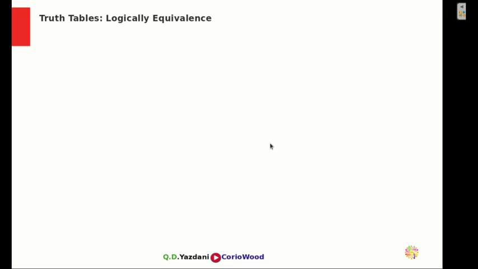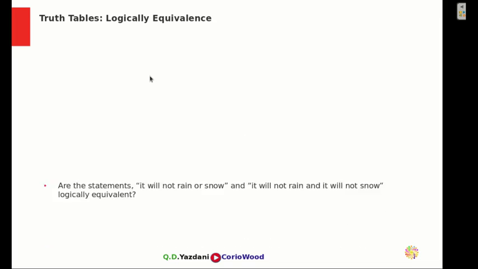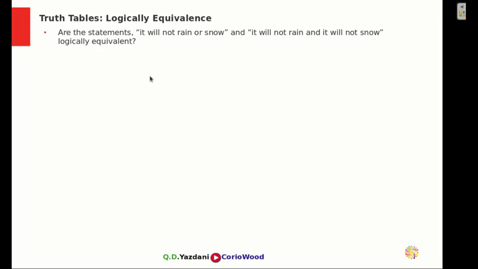Alright, so now we're moving ahead with logical equivalence. We're looking at our statements: it will not rain or snow, and it will not rain and it will not snow. We're going to see whether these are logically equivalent. What do you guys think?